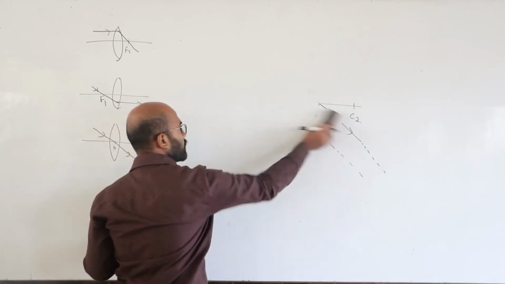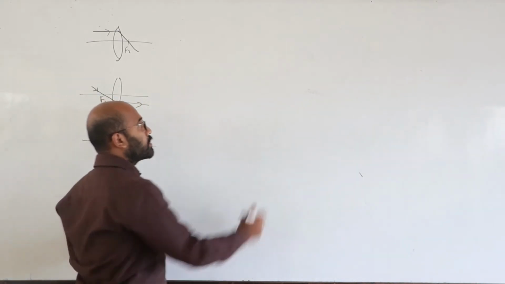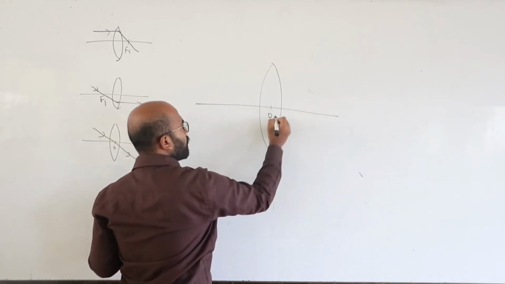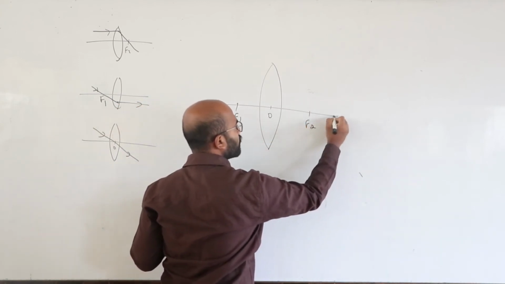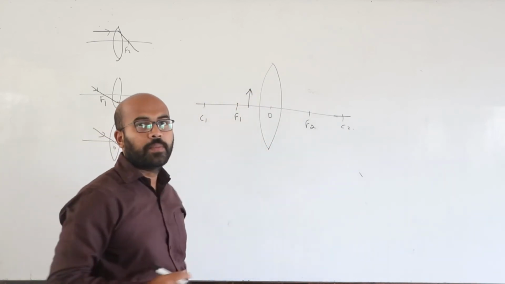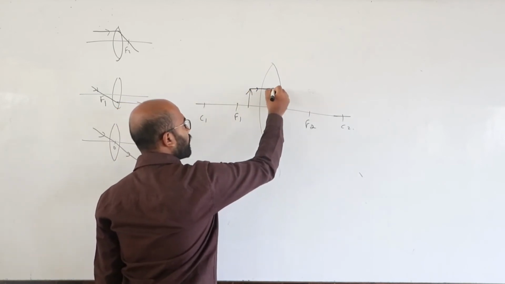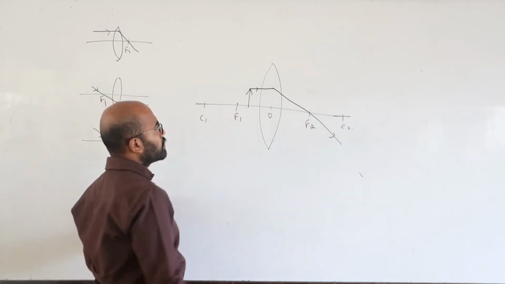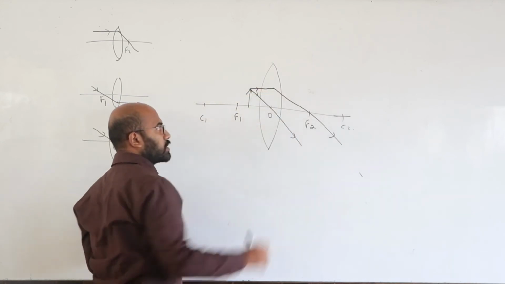So next, the last image formation in a convex lens. So be careful. Optic center, F1, C1, F2, C2. The image is between principal focus and optic center. Same: the ray parallel to the principal axis, after refraction, passes through the principal focus. Next, the ray goes in the same straight line, passing through the optic center.